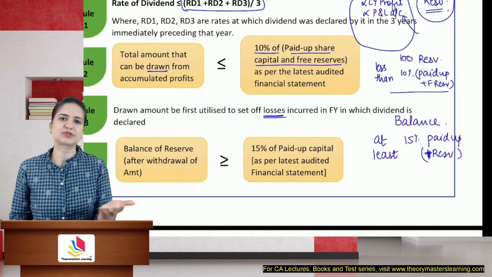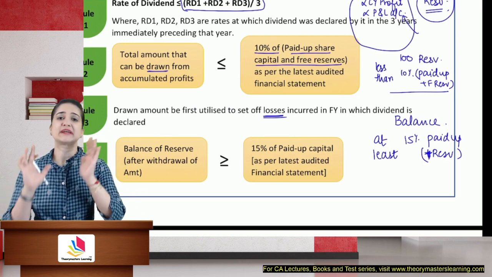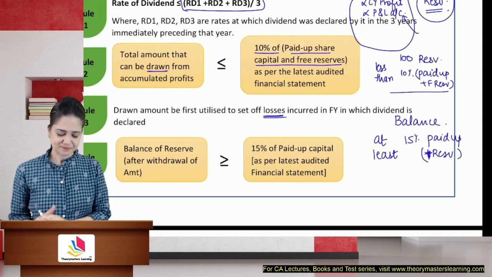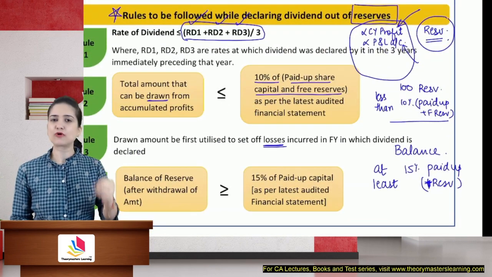So you withdraw only 6 to 7%. Ensure that after withdrawing, you have at least 15% of the paid up capital and reserves remaining in that fund, in that reserve. So these are the 4 rules that you need to follow.